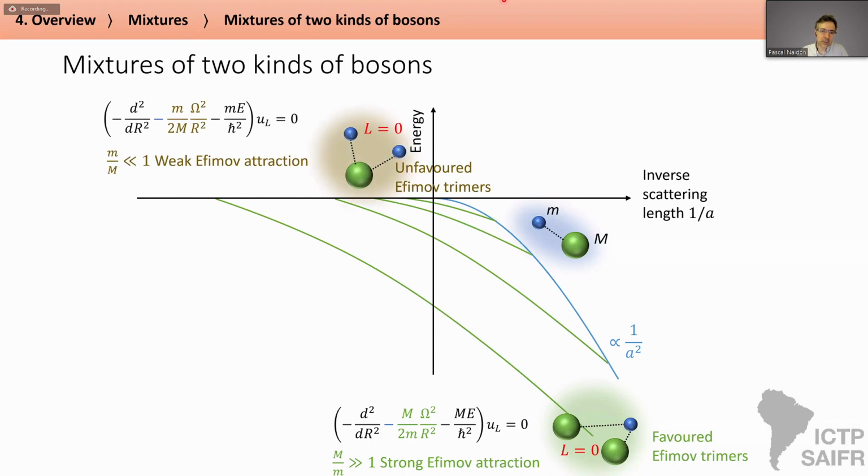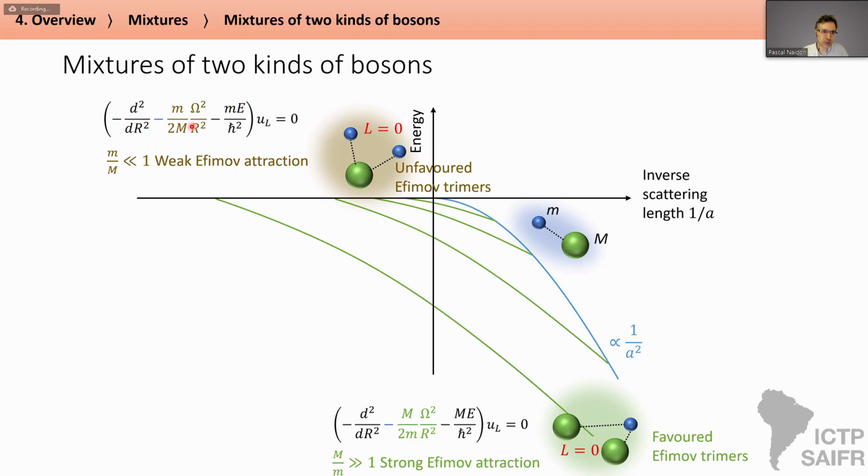On the other hand, if we have the opposite situation of 2 light particles resonantly interacting with 1 heavy particle, again, I stress that there's no interaction between these identical particles. Otherwise it can completely change the situation. But if there's no or negligible interaction, then we are in the unfavorable situation with a weak Efimov attraction. So here I'm still using the equation we find from the Born-Oppenheimer approximation.